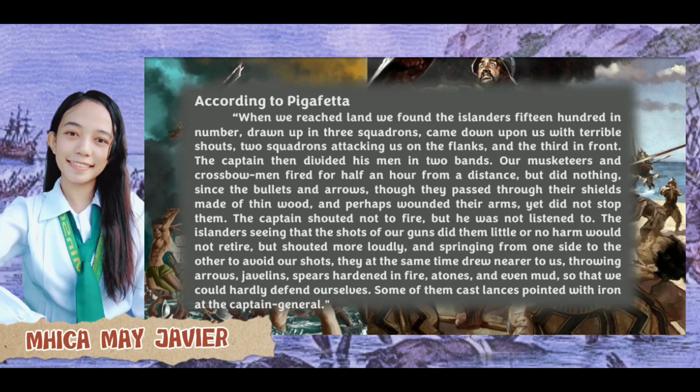The islanders, seeing that the shots of our guns did them little or no harm, would not retire, but shouted more loudly, springing from one side to the other to avoid our shots. They at the same time drew nearer to us, throwing arrows, javelins, spears hardened in fire, stones, and even mud, so that we could hardly defend ourselves. Some of them cast lances pointed with iron at the Captain General. Magellan died in that battle.